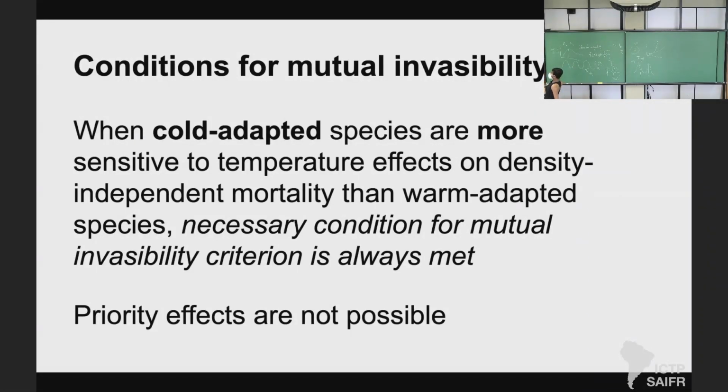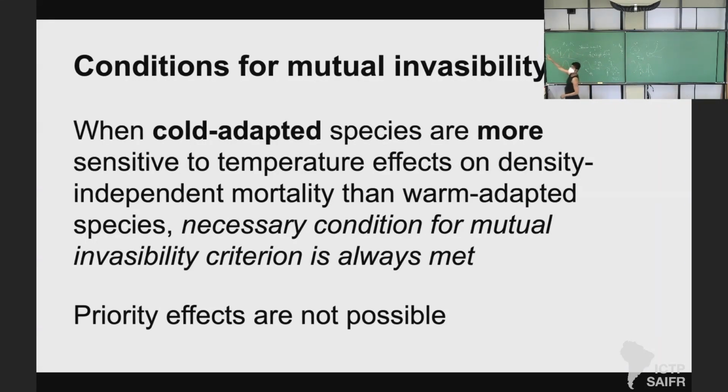When cold-adapted species are more sensitive to temperature effects on mortality, the necessary condition is always met. But why? Because if it's very strongly self-limited, then it's going to have less of a strong effect on its competitor, right? The curve being like this means you're actually going to be penalized at this end. This curve being really steep means it's beneficial here. There's an antagonistic effect on this, right?